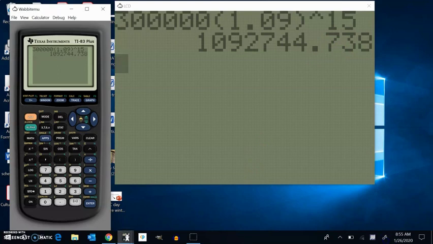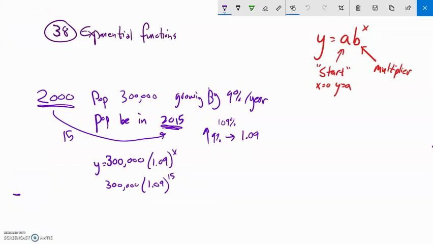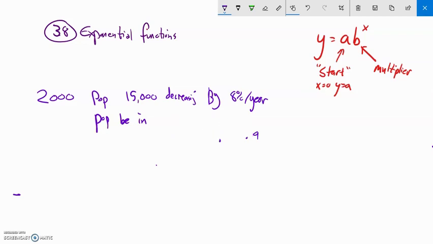Let's do another example like that. Same sort of setup in the year 2000. Let's just do a different population, smaller town, 15,000. And instead of growing at 9%, let's have it be shrinking or decreasing by, let's say, 8% a year. And then we want to know what the population then would be in, let's say, 2020. Wow, it might be really small.